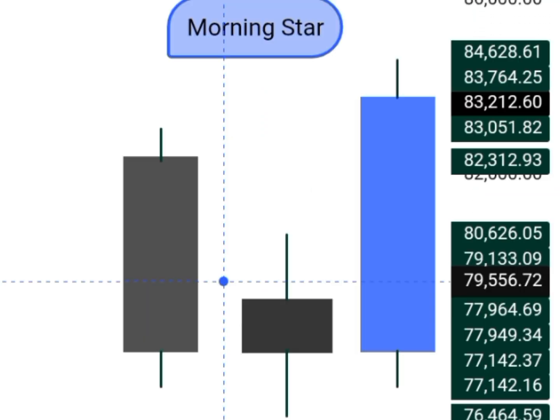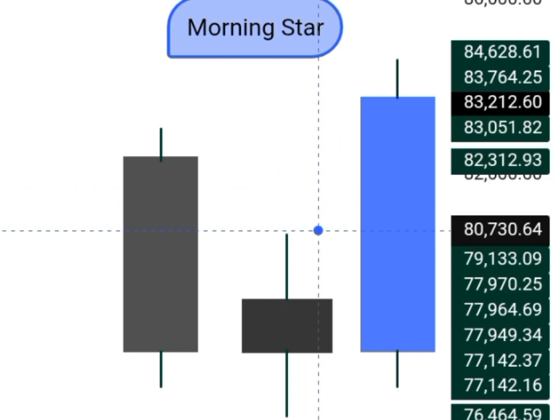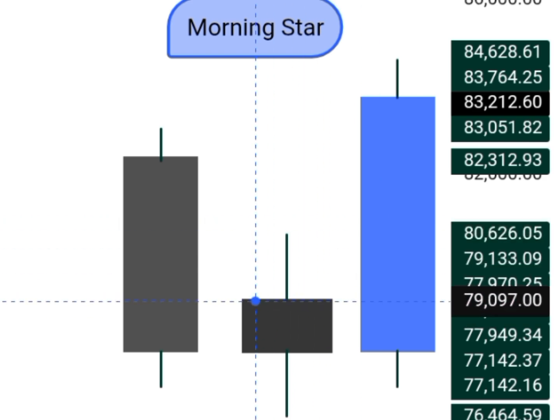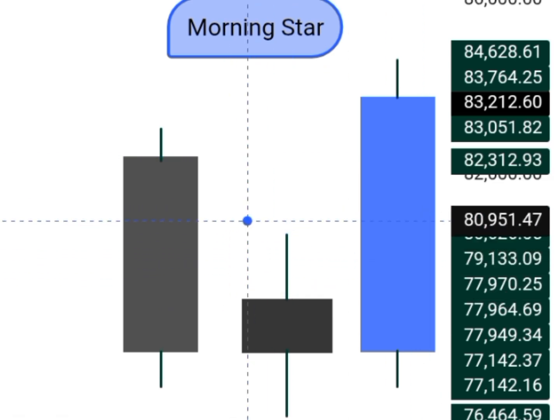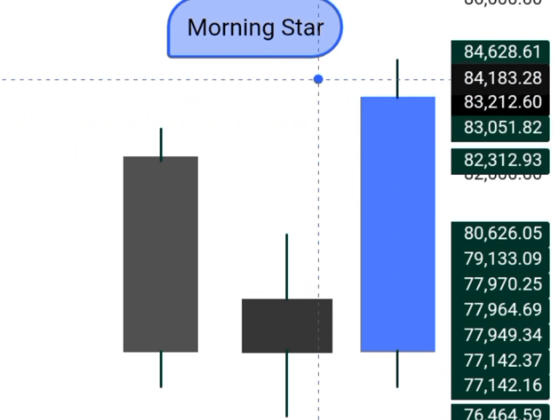This pattern signals a potential trend reversal. It appears most of the time when a bearish trend is almost ending, or a downtrend is coming to an end. So if you are in a downtrend and you see this pattern forming like this, you start looking for a trend reversal. You start looking for buys because you expect the market to start going up. It is made up of these candlesticks.